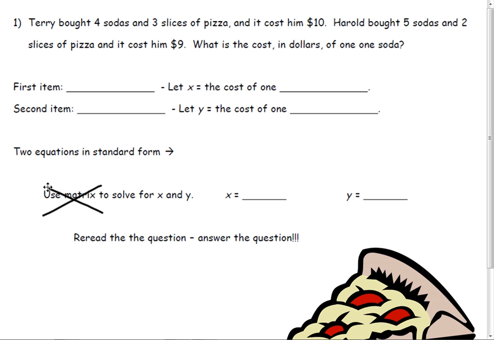Okay, you should all be to the next page. Turn the pizza page. Okay, so the problem with the word problems, you have to read them. It says Terry buys 4 sodas and 3 slices of pizza, and it costs him $10. Harold bought 5 sodas and 2 slices of pizza. It cost him $9. How much does each one cost? Okay, Jake? What are the 2 items we're buying here? Sodas and pizza.